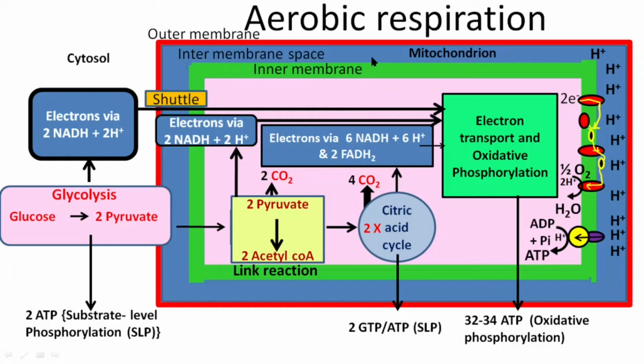Hello everyone. Today we are going to see the fourth step of aerobic respiration, which is electron transport chain and oxidative phosphorylation. Already we have seen first three steps of aerobic respiration.